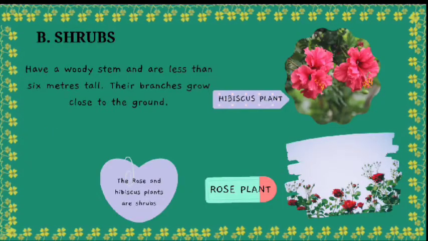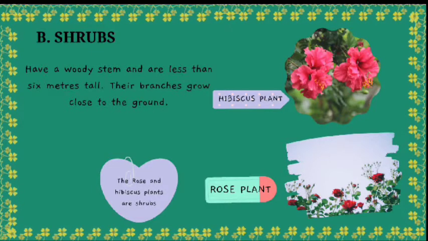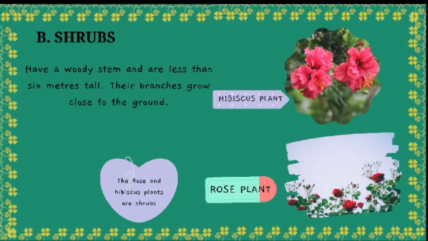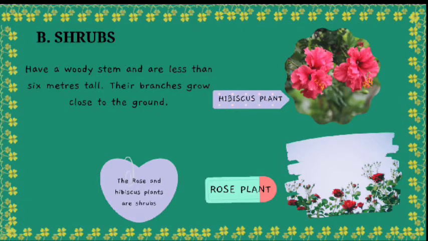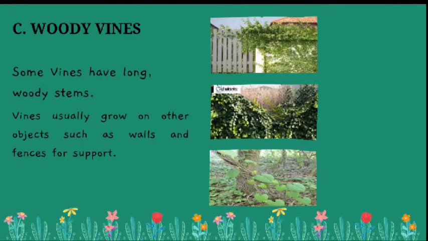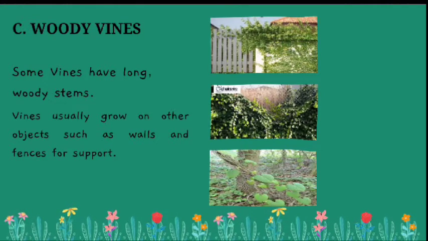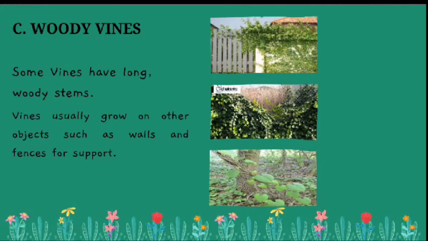B. Shrubs have a woody stem and are less than 6 meters tall. Their branches grow close to the ground. For example, hibiscus plants and rose plants. The rose and hibiscus plants are shrubs. Next, C. Woody vines. Some vines have long woody stems. Vines usually grow on other objects such as walls and fences for support.